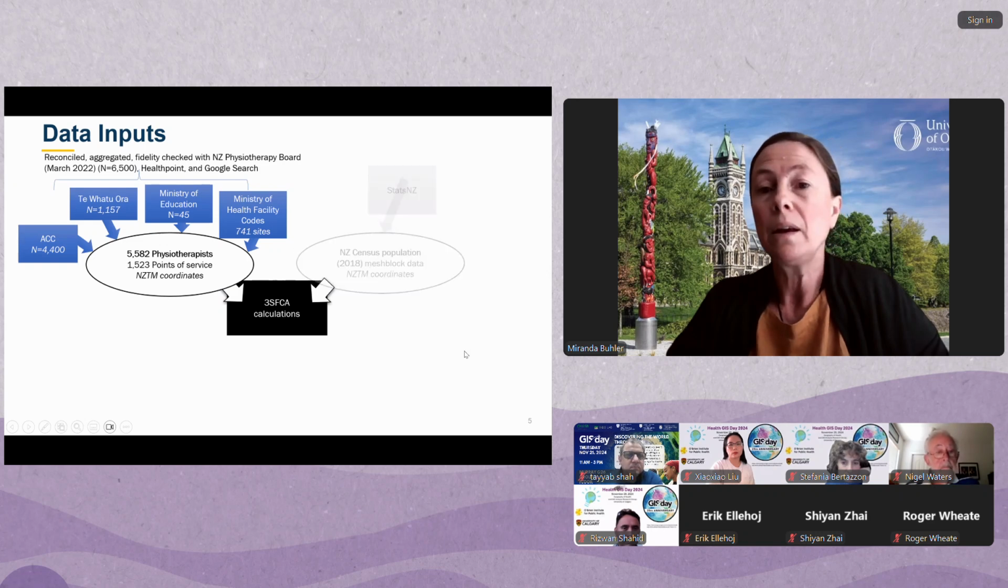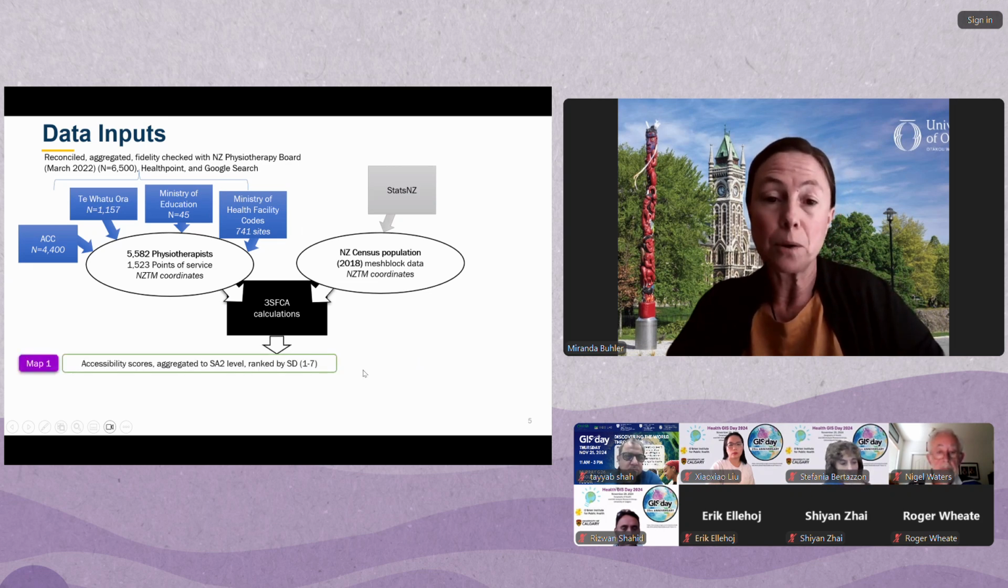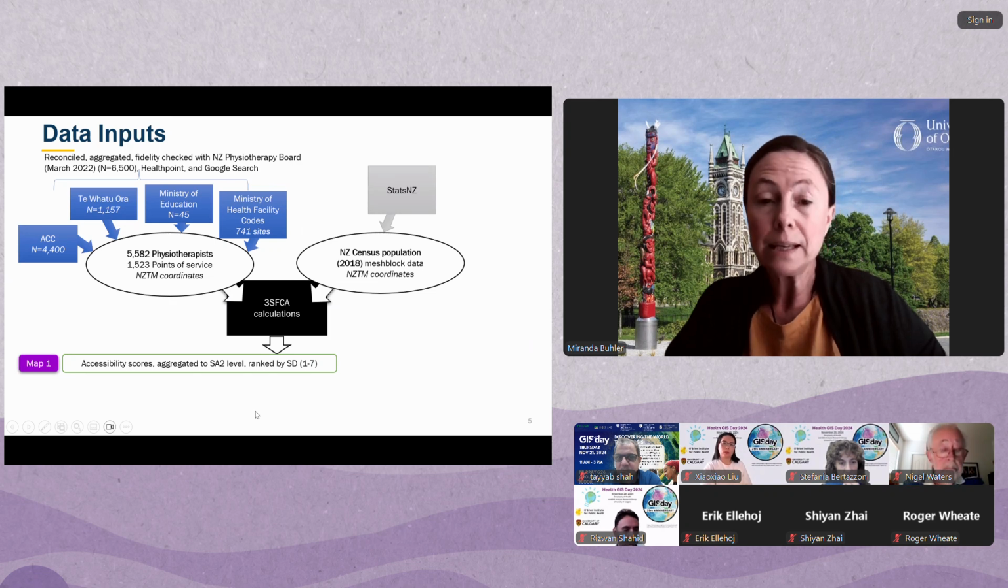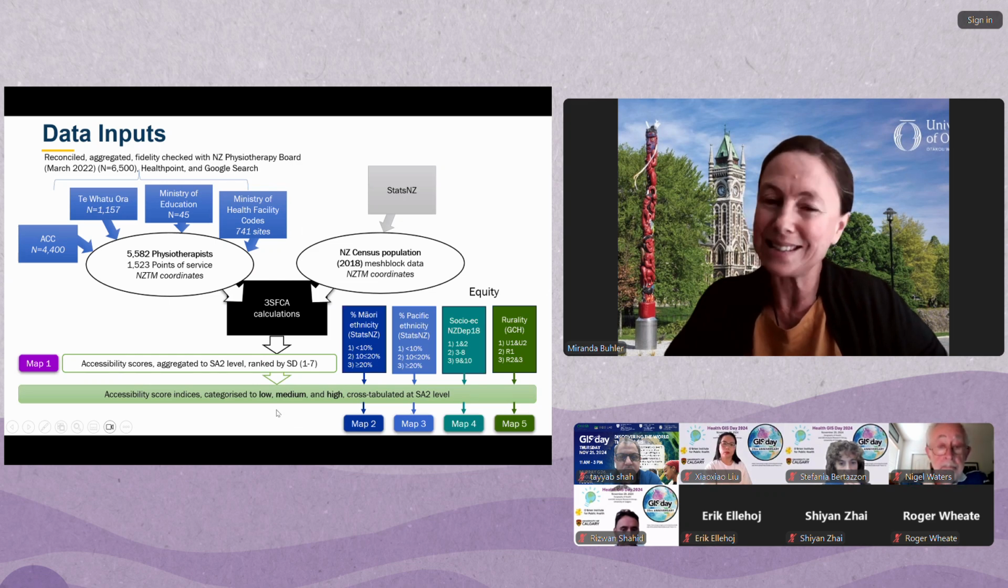Different sources. Population data was drawn from Statistics New Zealand. So the accessibility scores derived from the three-step floating catchment area method were then ranked to 7 levels based on the standard deviations and formed the data for the first distribution map. These rankings were then categorized as low, medium and high accessibility and cross-tabulated with demographic variables at the SA2 level.